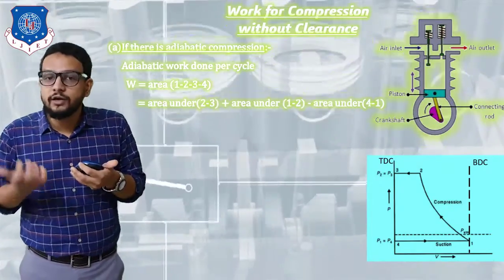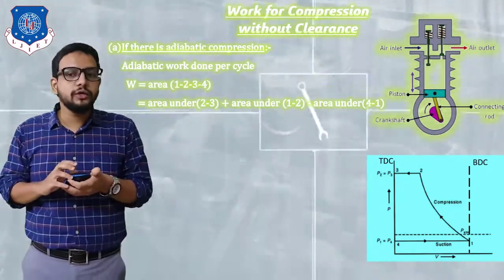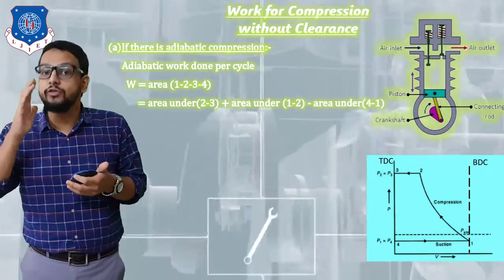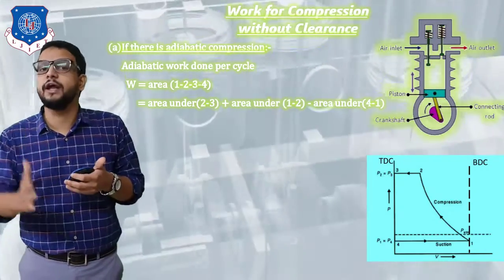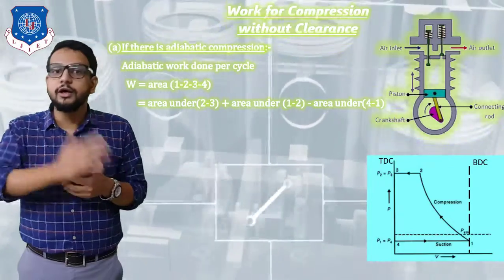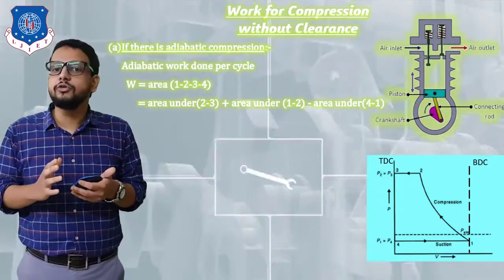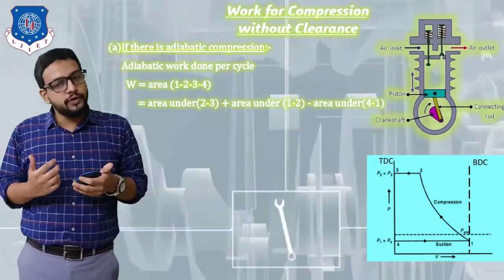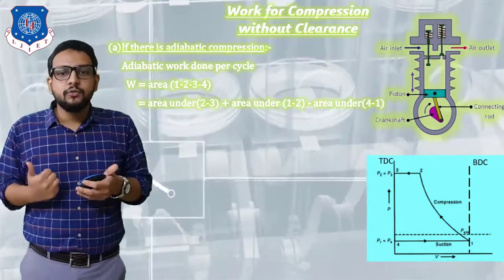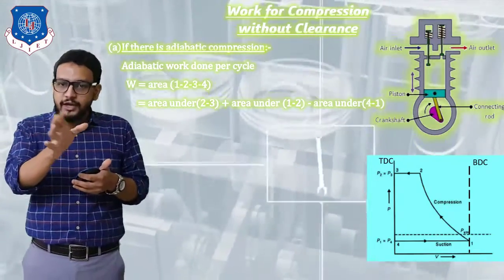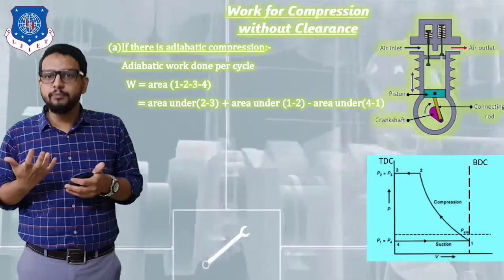Similarly, for the area under 1 to 2, 1 to 2 is our compression process, and we know that the work input for adiabatic compression, from our properties of gas chapter, is equal to P1 V1 minus P2 V2 upon gamma minus 1, right? So we can use that equation to determine work input.